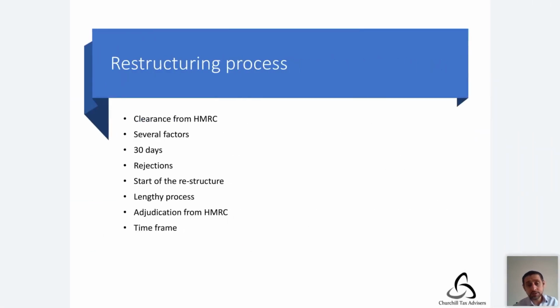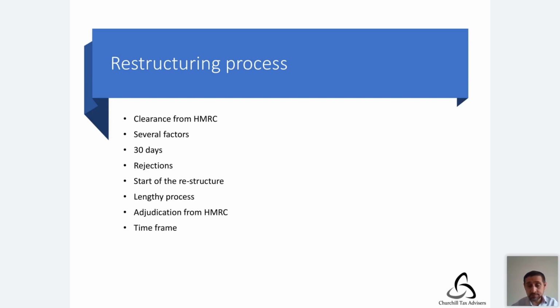The process for restructuring is that we always get a clearance from HMRC. The clearance application process is quite lengthy. It takes a while to prepare the file, to prepare the application, and then to file it with HMRC to make sure that it complies with all the requirements. HMRC then have 30 days to respond to the application.